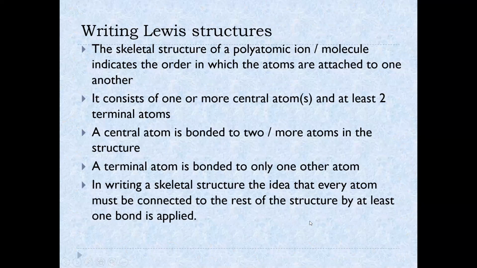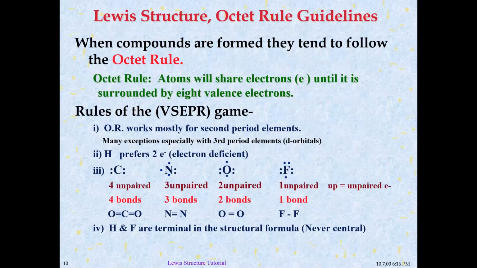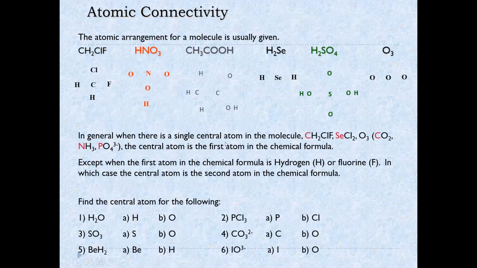Our definition then said that a terminal atom is bonded to only 1 other atom. So that means that the hydrogen will always be a terminal atom, because it's only allowed to form 1 single bond, while the central atom can be bonded to 2 or more. So carbon and oxygen can be central atoms because they have the capacity to be bonded to any other. So this oxygen can be at the center, or carbon can be a central atom. Nitrogen also can be a central atom, but fluorine and hydrogen can never be central atoms. So let's look at the connectivity now. So we have an example.